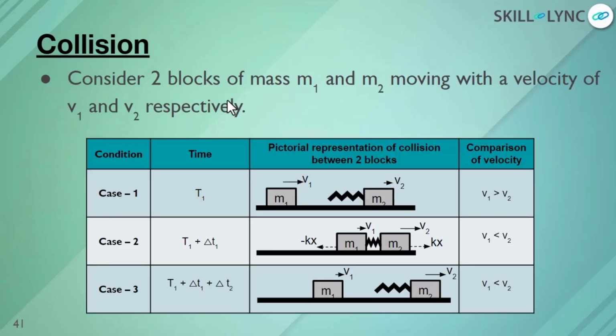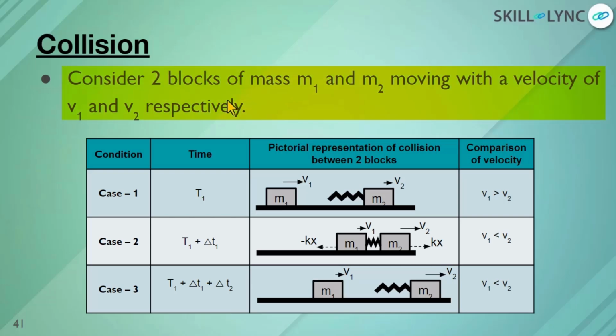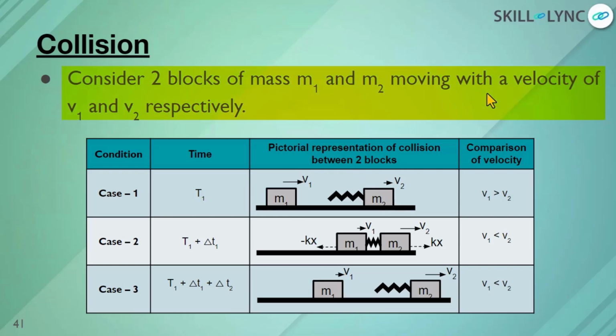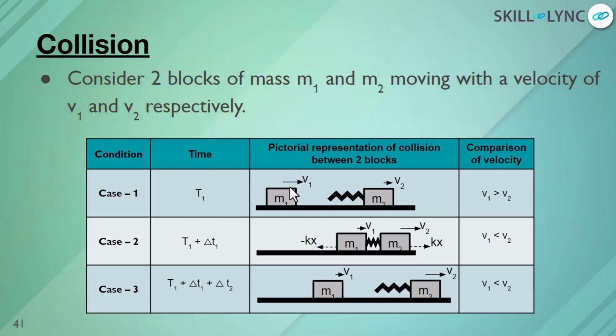Collision. For understanding collision, let us try to understand the following example. Consider two blocks of mass m1 and m2. This is the first block of mass m1, and this is the second block of mass m2. Both the blocks are moving with velocities v1 and v2 respectively. It is also shown that the second block is attached with a spring. Thus, a few conditions. Case 1, where time is t1.